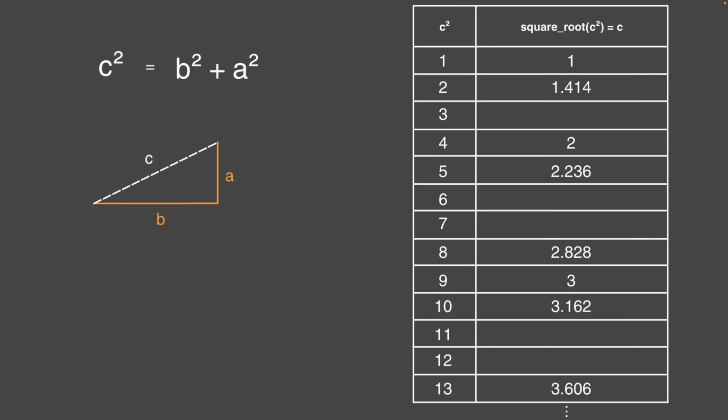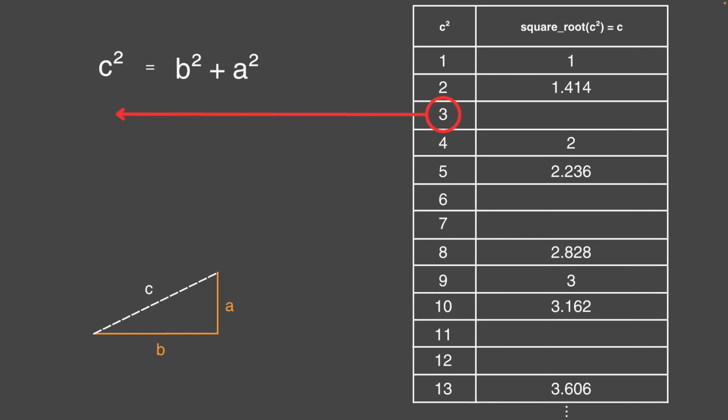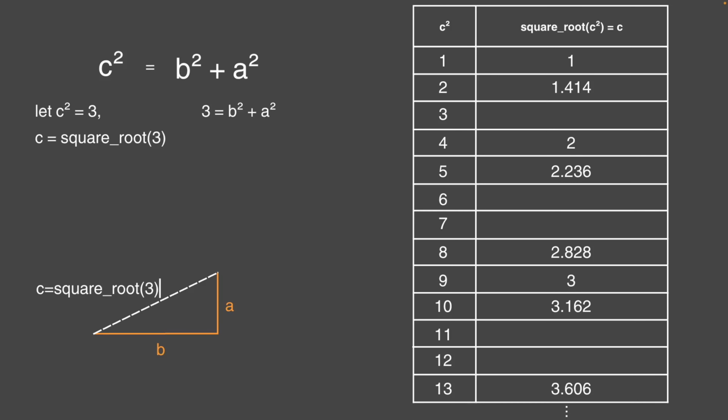Unfortunately, despite having found 3 methods to find square roots, there are still significant gaps in our table. Perhaps we should try working backwards instead. Say we want to find the missing square root of 3. We'll let c squared be equals to 3 to get this equation here. So c is just the square root of 3, which is once again the hypotenuse of our triangle. We just need to find the lengths of sides of a and b to draw our triangle.